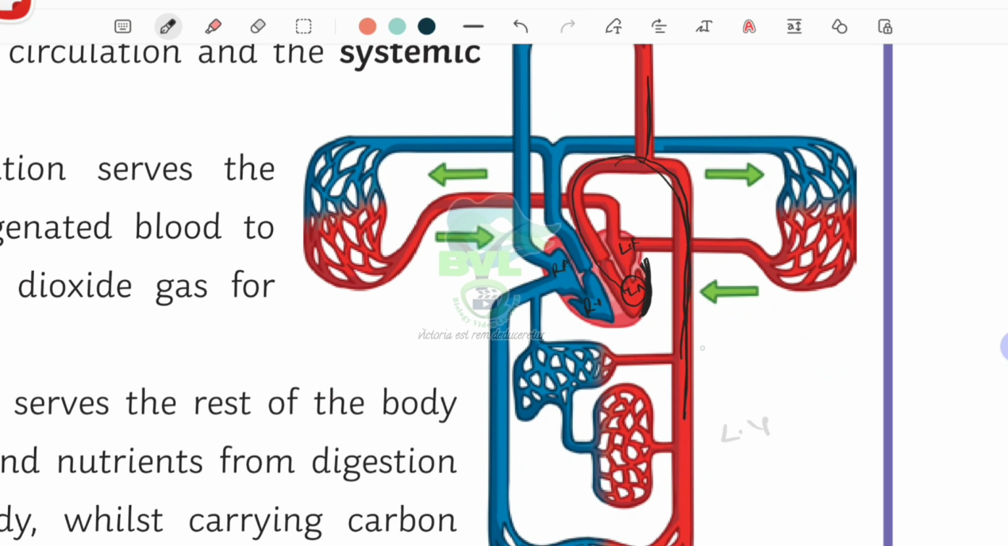It needs to generate high pressure to pump blood around the body. But the right ventricle is less thick because it only pumps blood to the lungs. This is the lungs here. Okay? That's something you don't want to forget.